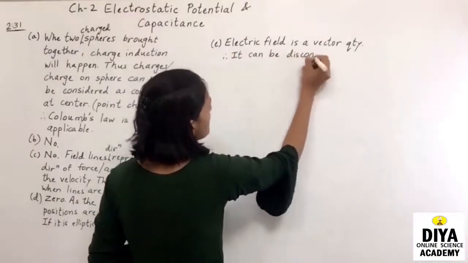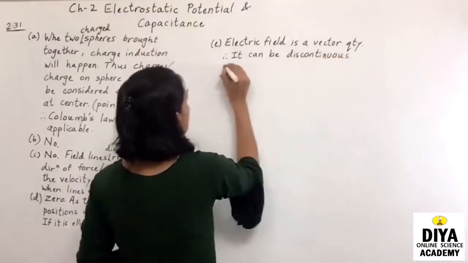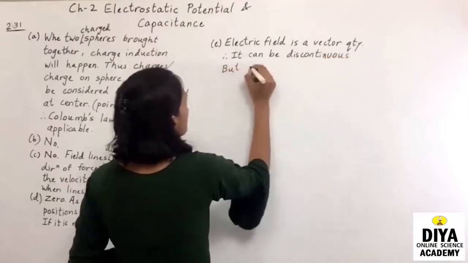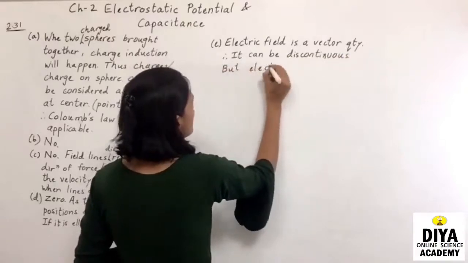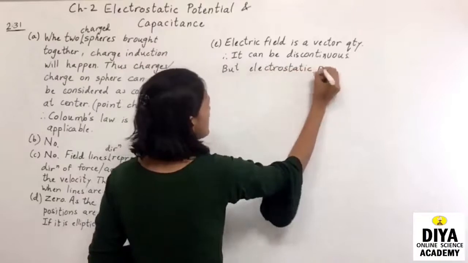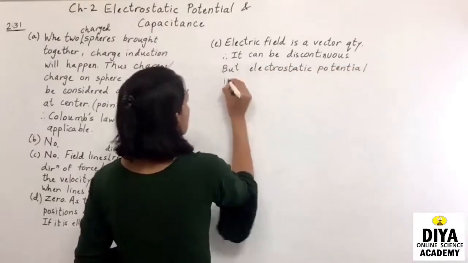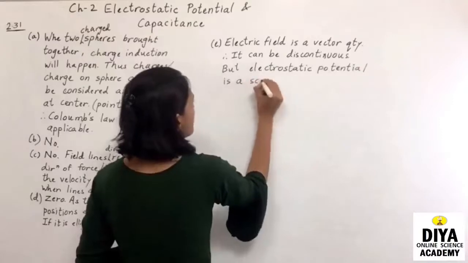So it can be discontinuous, but electrostatic potential is a scalar quantity.